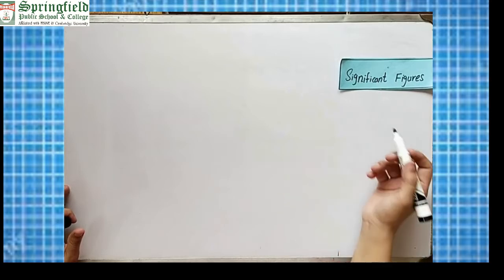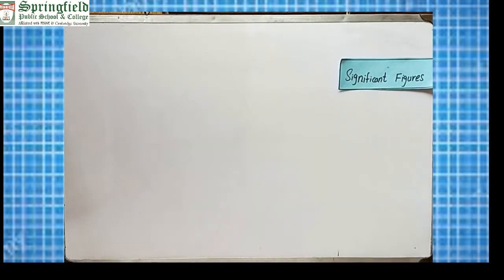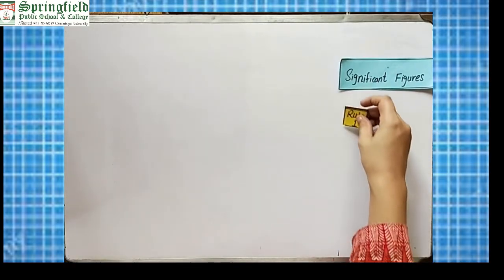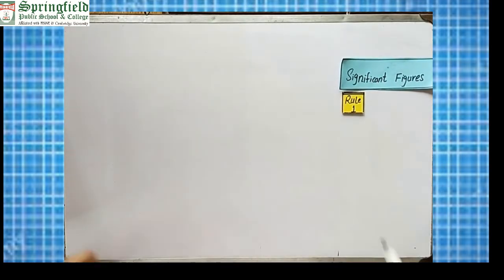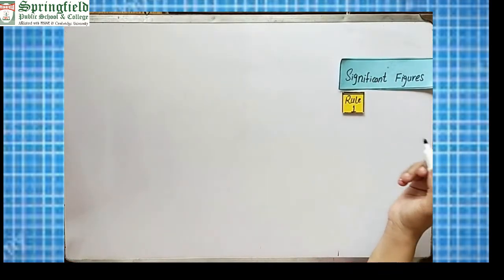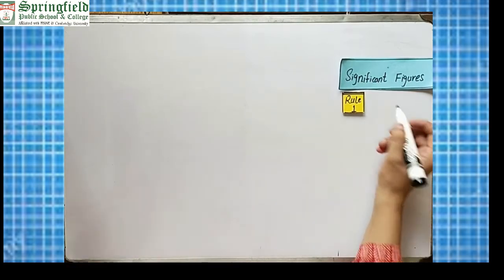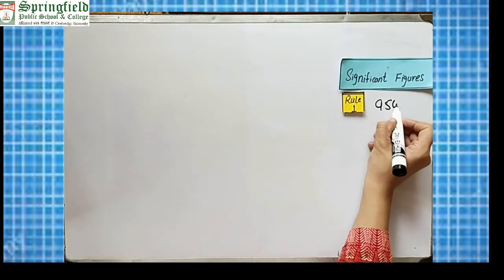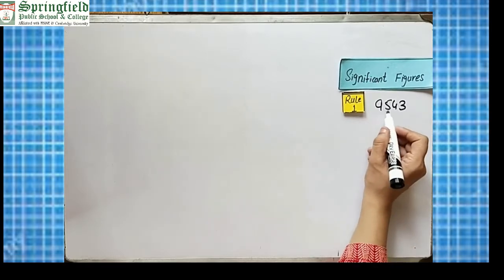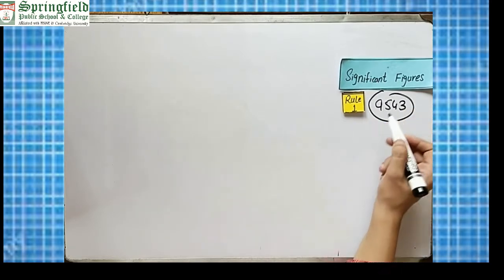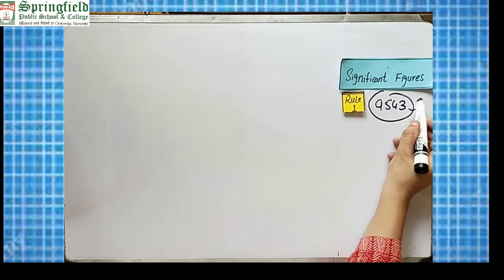So as we have already discussed, there are 5 rules. In rule 1, we have discussed that all the non-zero digits are significant. Let's suppose 9, 5, 4, 3. There is no zero, so all are non-zero digits. How many digits? 1, 2, 3, 4. 4 non-zero digits. So all the 4 digits are significant.